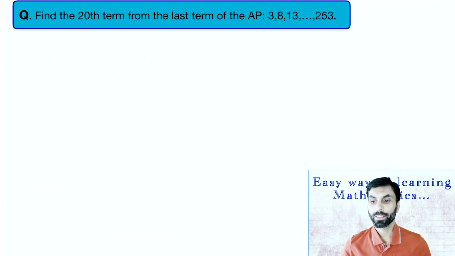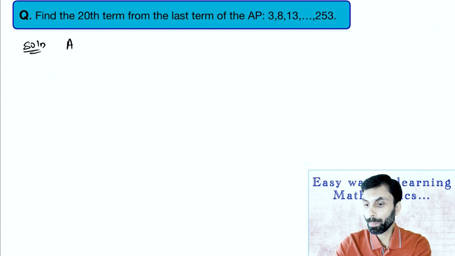The next question is, find the 20th term from the last term of the AP 3, 8, 13 and so on up to 253. So here what we can do is write the AP in the reverse sequence and then find the 20th term from the beginning in the reverse sequence, which will give our required answer.